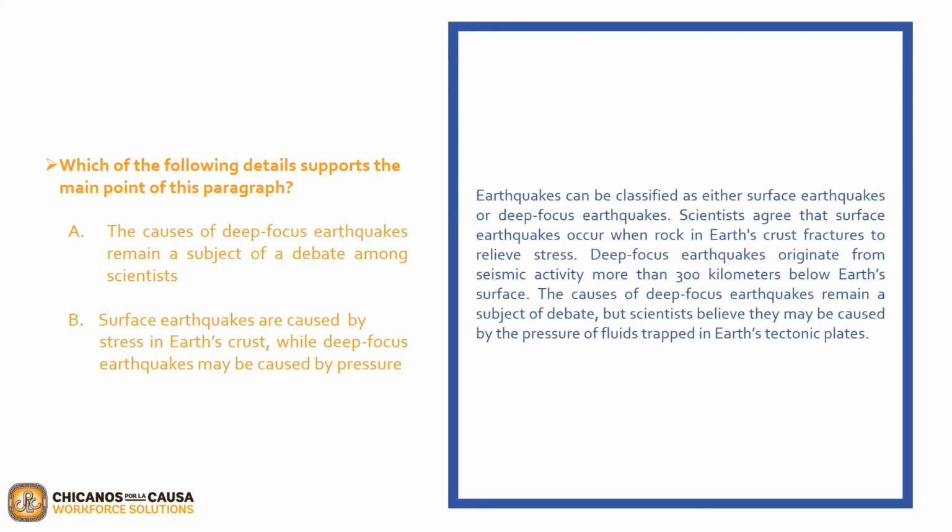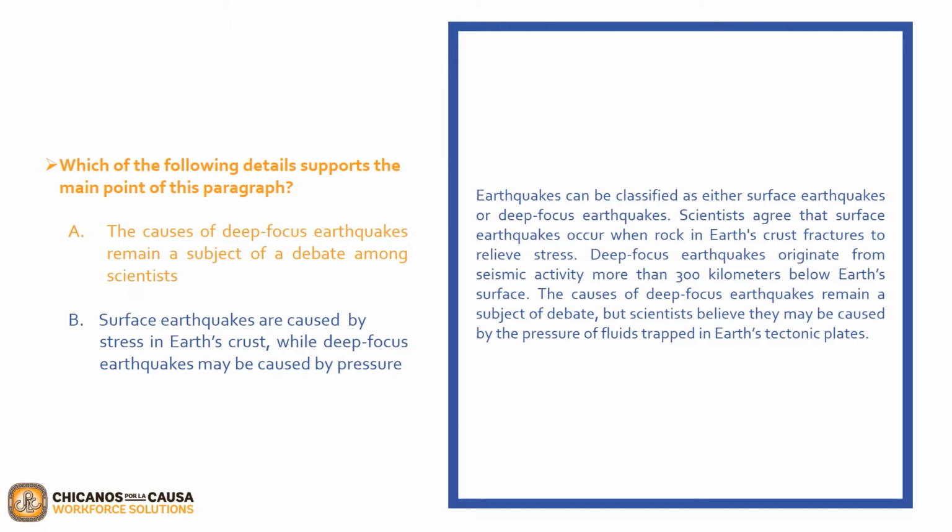Option A is, the causes of deep focus earthquakes remain a subject of debate among scientists. Option B states, surface earthquakes are caused by stress in Earth's crust, while deep focus earthquakes may be caused by pressure. Given the information that we have found in the passage itself, we can determine that the correct answer to this question is option B. Surface earthquakes are caused by stress in Earth's crust, while deep focus earthquakes may be caused by pressure.